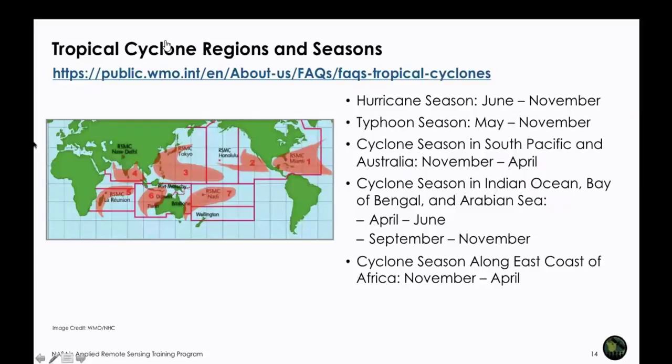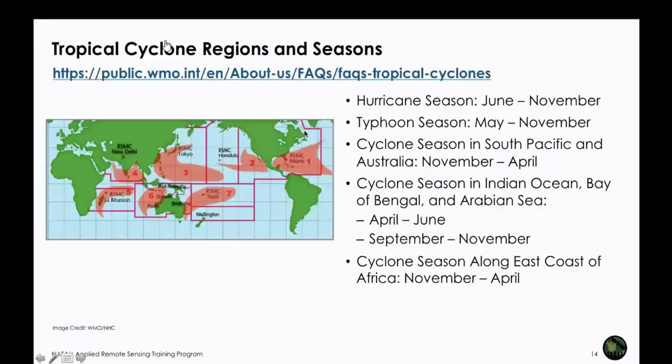So as you see here, this is from the World Meteorological Organization. The red regions are the regions where tropical storms form, and the seasons vary with which region you're in. Hurricane season here in the US is from June to November, and typhoon season is May to November. Cyclones in the South Pacific and Australia are November to April.